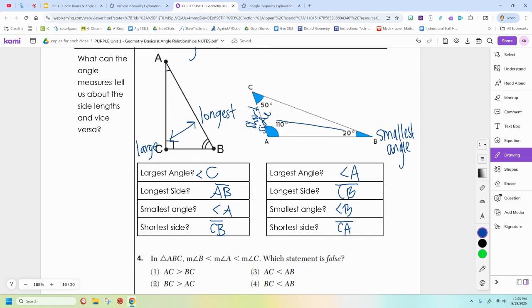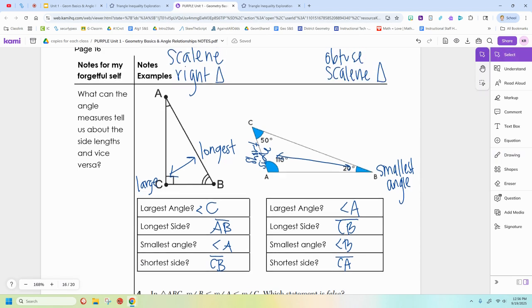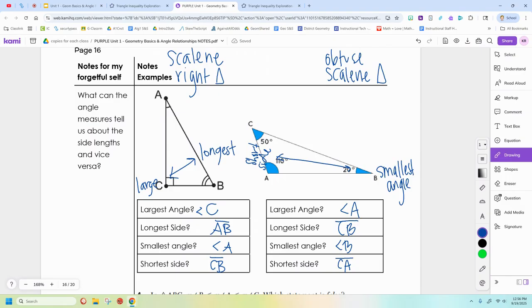Do you see that they are opposite each other, right? This smallest angle uses this side, CB, and BA. So angle B uses these two sides. Notice how your shortest side doesn't have a B in it, right? Okay, so this is called the side angle relationship. Let me change colors here. Let's do it over here. The side angle relationship.